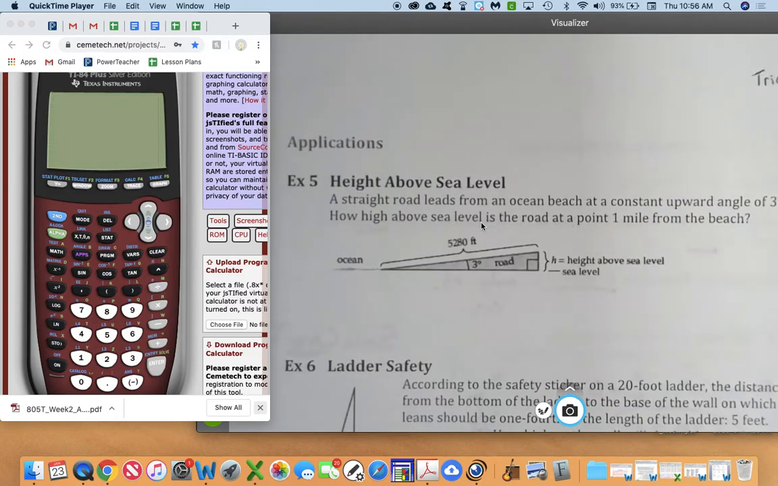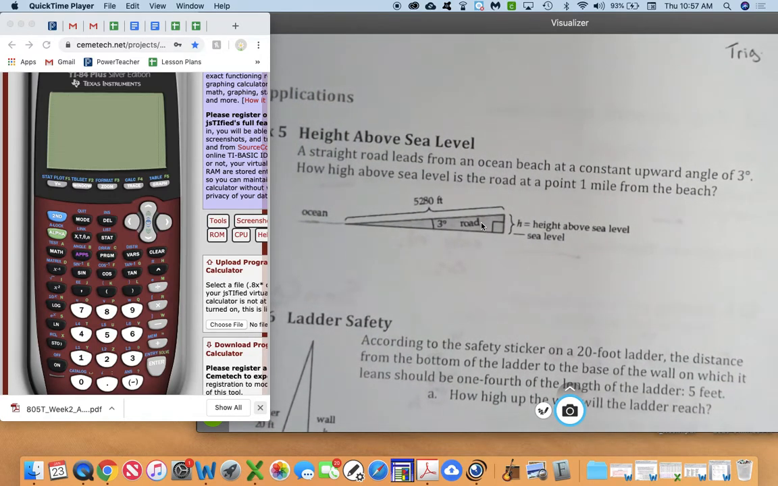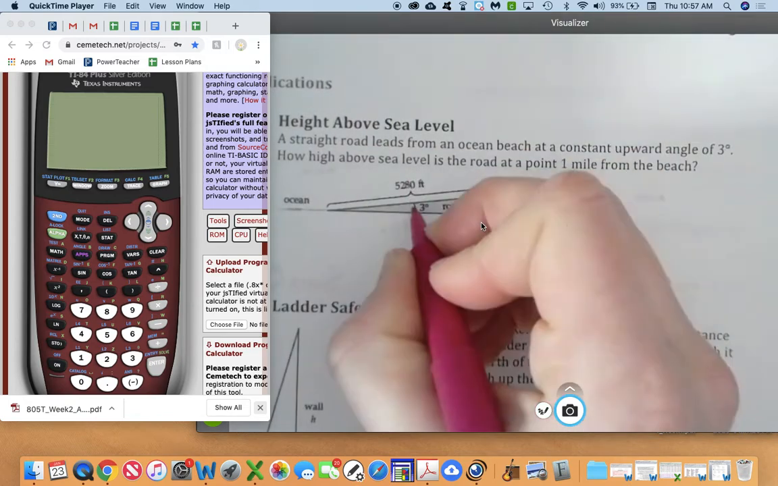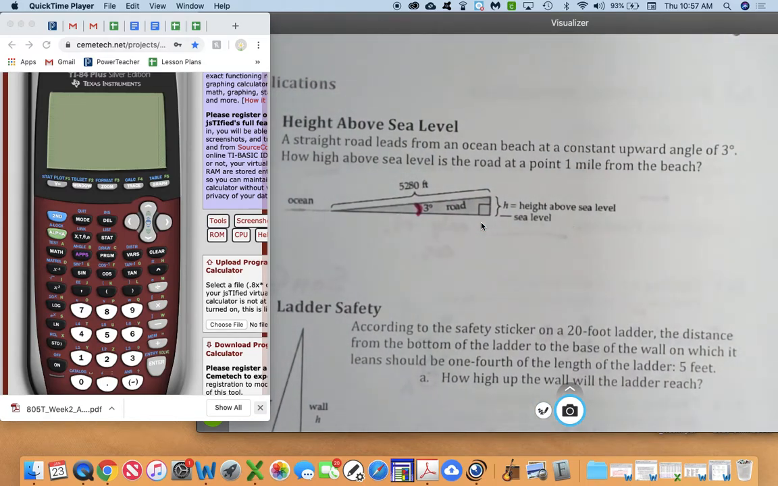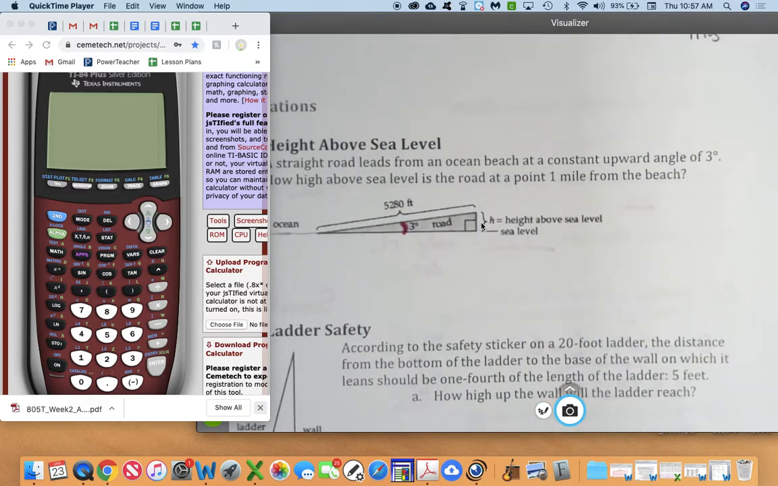Okay, example 5. A straight road leads from an ocean beach at a constant upward angle of 3 degrees. Do you see where they've labeled 3 degrees on the diagram? 3 degrees is this bottom really tiny angle right there. How high above sea level is the road at 1 mile from the beach? They have changed 1 mile to feet, 5280. They want it in feet, so we'll leave it in feet.